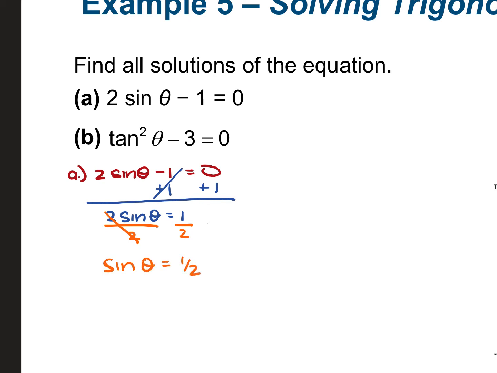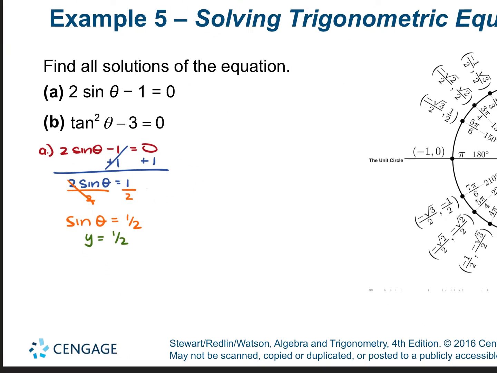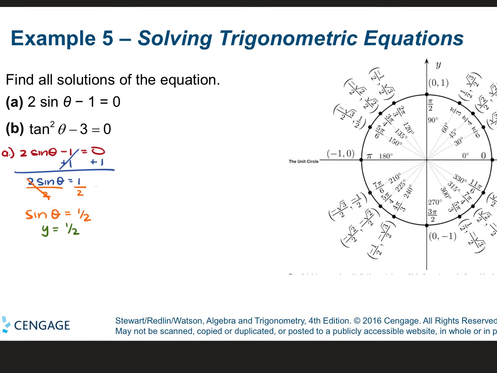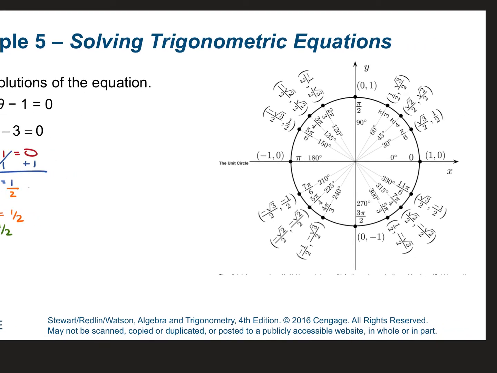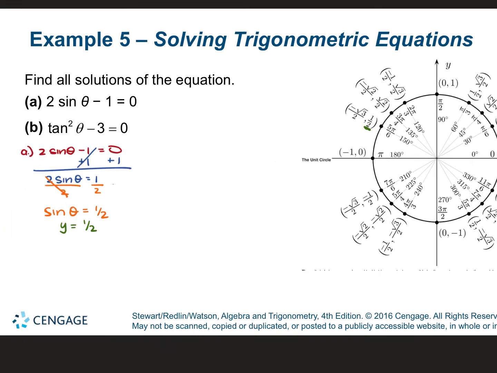So again, look at your unit circle. Where is y 1/2? This is the same exact thing as we did in the first example. So where y is 1/2, we have that pi over 6 and that 5 pi over 6.